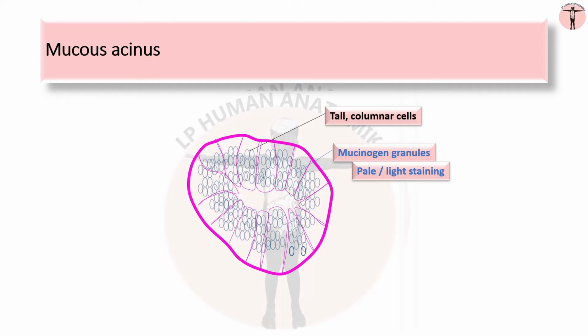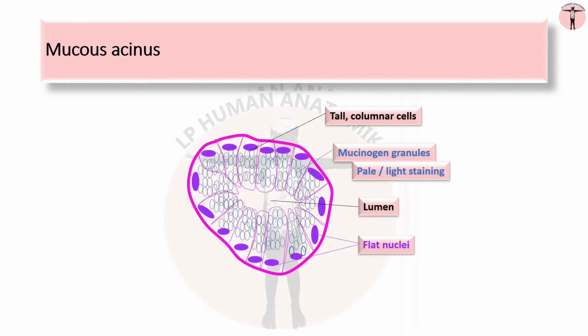Because of these mucus granules, the nucleus is displaced, compressed and flattened towards the basement membrane. The mucinogen granules are lost during the slide preparation and stain pale and give the frothy appearance. The lumen is large compared to the serous acinus.